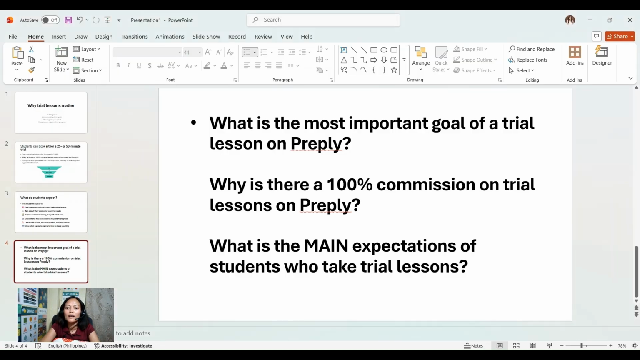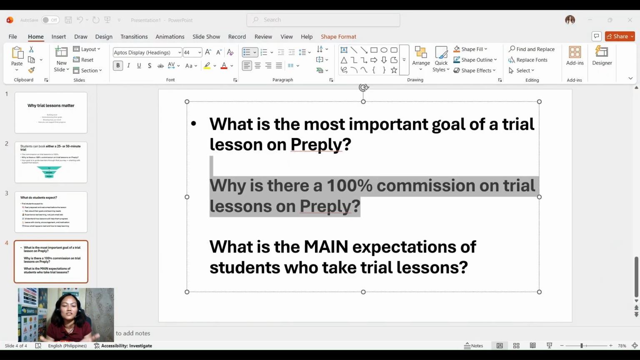Second question: why is there 100% commission on trial lessons on Preply? In my previous slide, I told you that Preply trial lessons are totally 100% commission. Here's the catch. Preply invests heavily in marketing and student acquisition, so that people all over the world can find you, especially foreign students, non-native speakers who want to improve and learn English better.